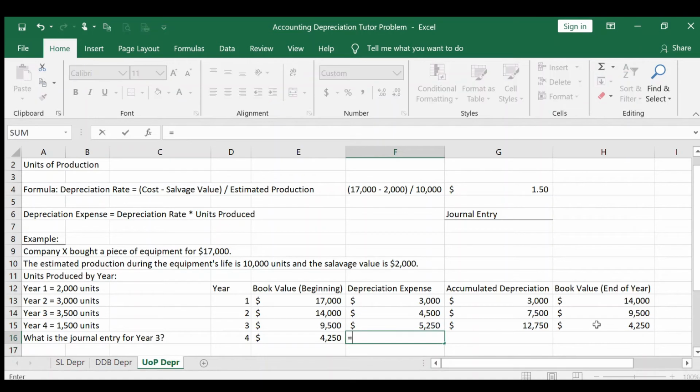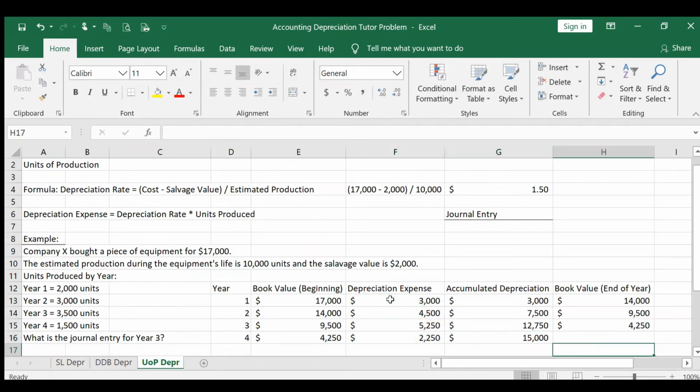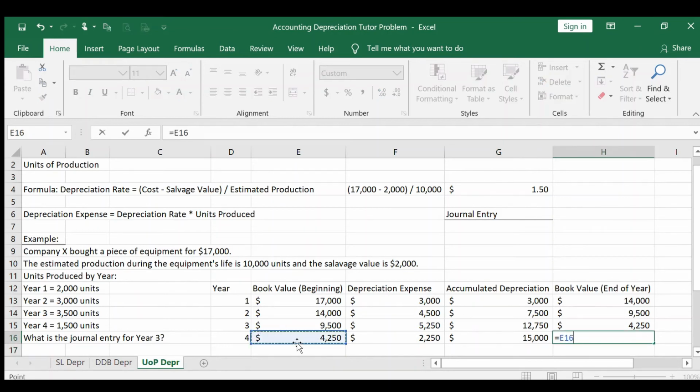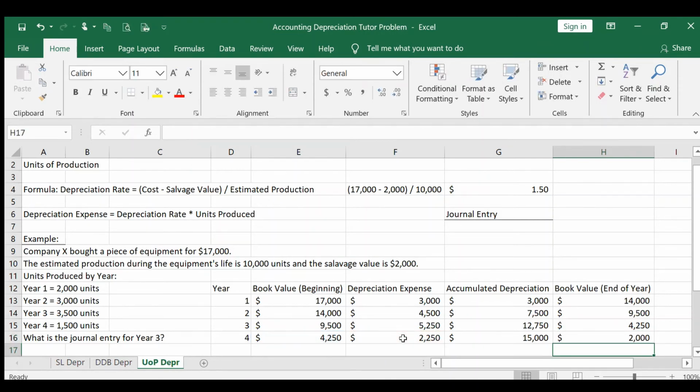Now for year 4, we're going to do the same thing. 1.5 times 1,500, and that'll get us $2,250, excuse me. Again, we're going to add up all these depreciation expenses, and that will get us our total accumulated depreciation. We will do our book value at the beginning of the year minus our depreciation expense, and that gives us a $2,000 book value at the end of year 4, which is exactly what we want because our salvage value is $2,000.